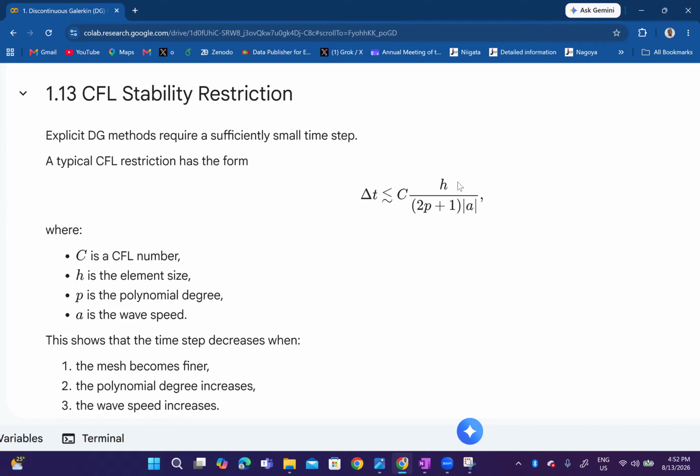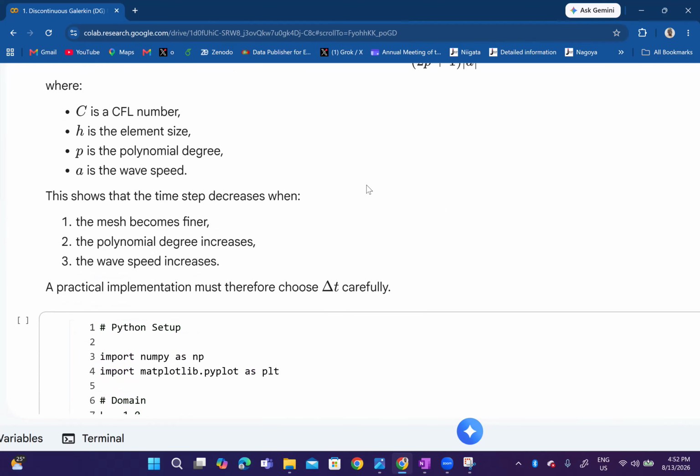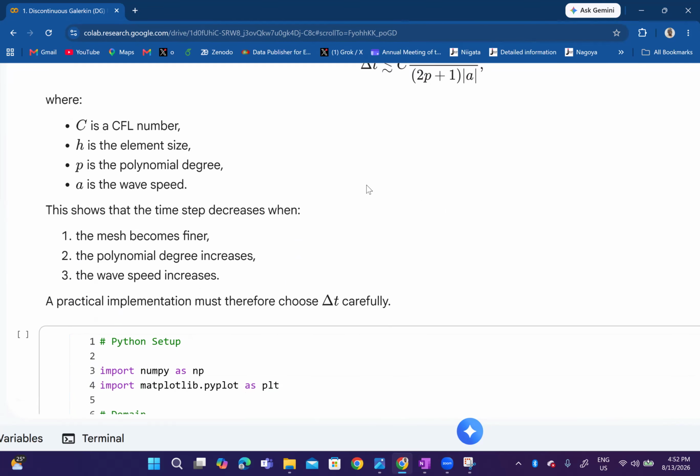This shows that the time step decreases when the mesh becomes finer, the polynomial degree increases, and the wave speed increases. As C increases, the time step increases. As h increases, the time step increases. But p and a will make it reduce. So as h becomes smaller, the time step becomes smaller. As the polynomial degree p becomes bigger, the time step becomes smaller. And as the wave speed a becomes bigger, the time step becomes smaller. A practical implementation must therefore choose the time step carefully.